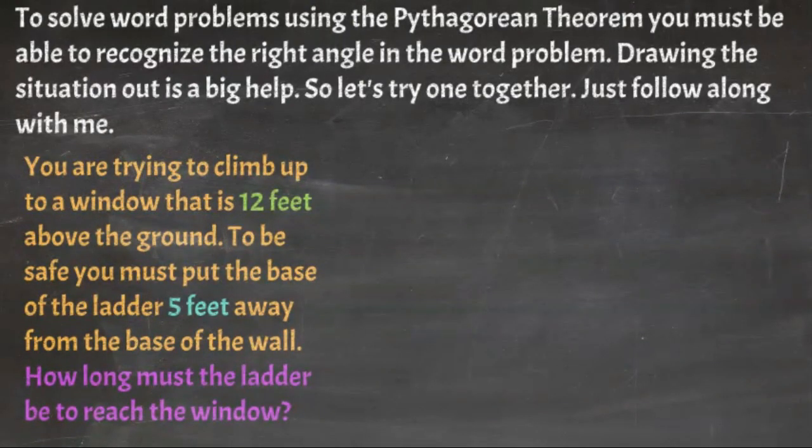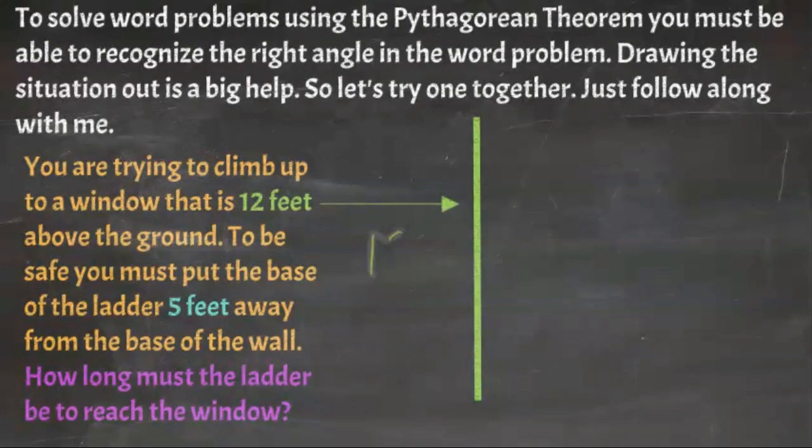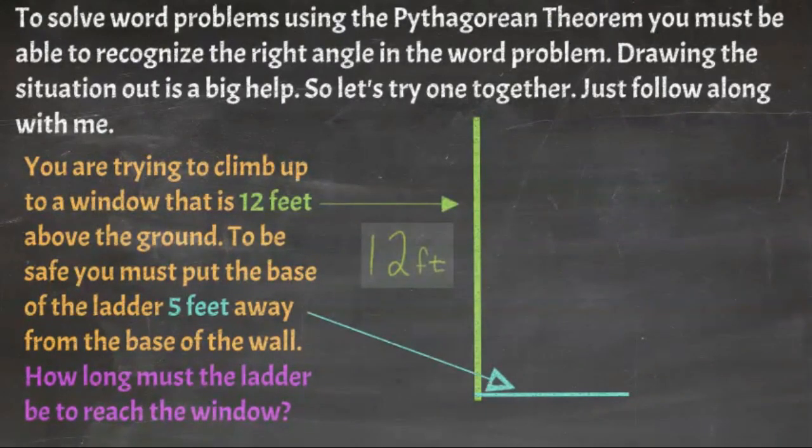First thing I'm going to do is draw the wall that's 12 feet high, and see how it's color-coded as green. So I'm going to draw and label it 12 feet. Now I'm going to draw the base. Again, color-coded, it's in light blue. And I'm going to label it as well: 5 feet.